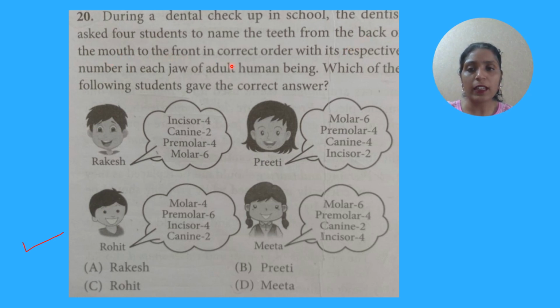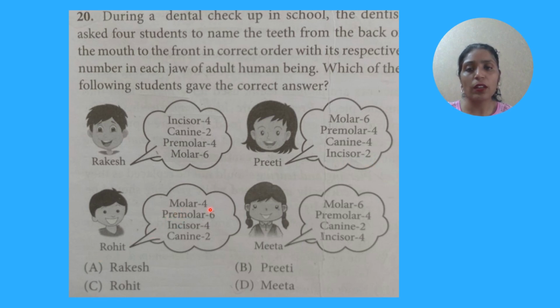So first read Rakesh. Rakesh says incisor 4, canine 2, premolar 4 and molar 6. As per me, the order is wrong, but the numbers are correct, since incisor is 4, canine is 2, premolar is 4 and molar is 6 in each jaw. But they have asked us from back to front. So Rakesh is not the correct answer, but if anything has the reverse order, we can take that. So Preeti, molar 6, premolar 4, canine 4 and incisor 2. So Preeti is wrong for canine.